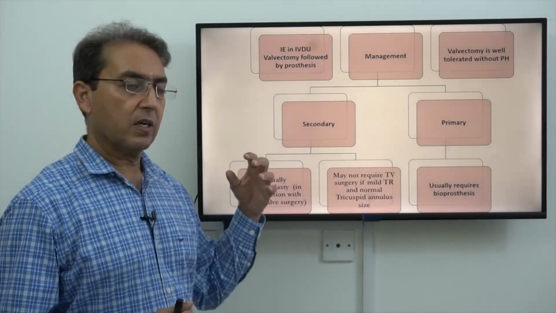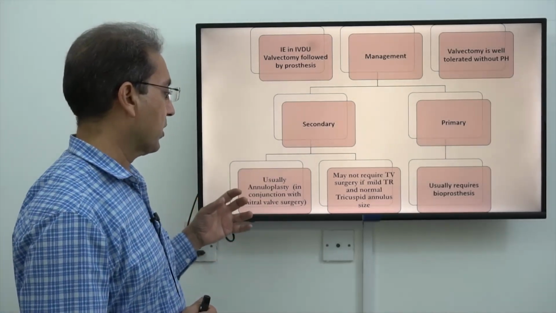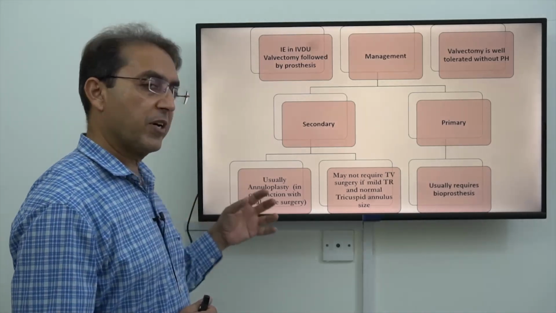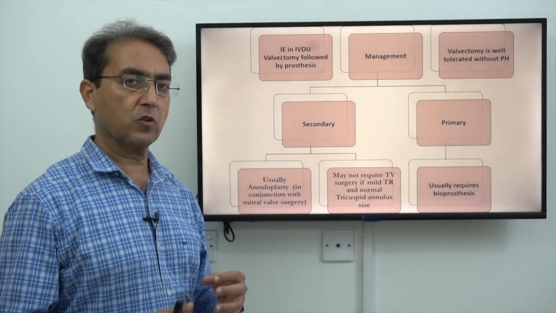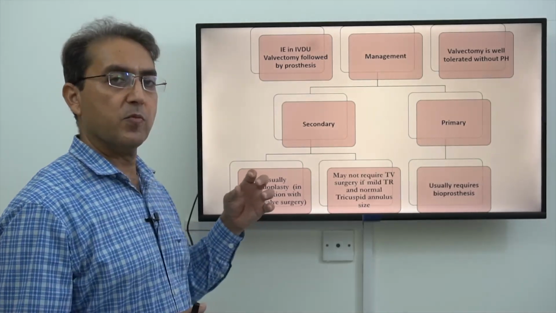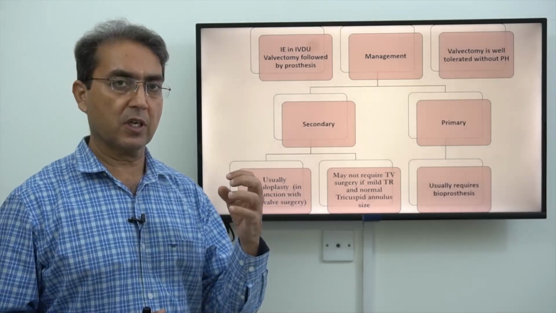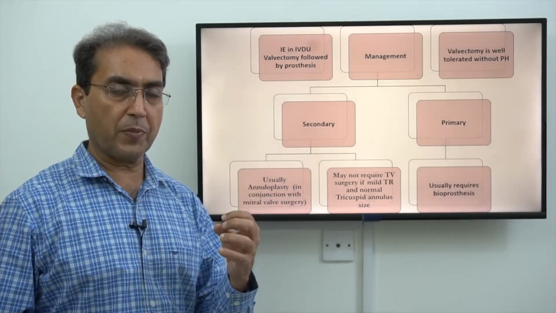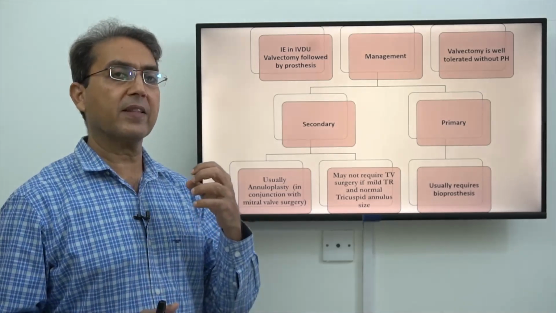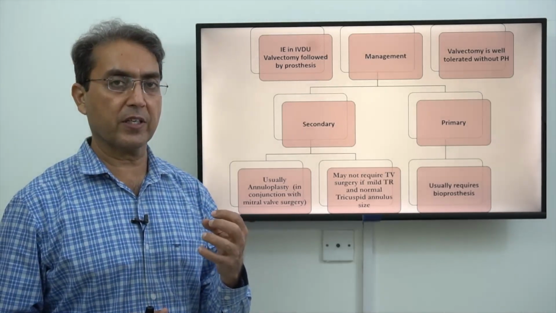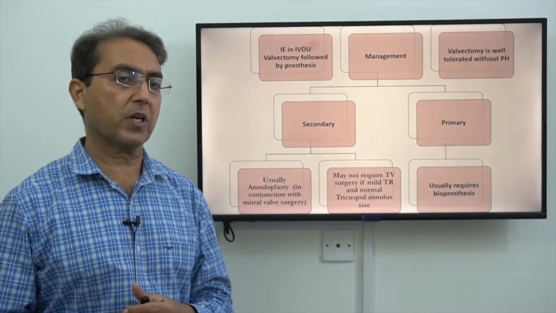For example, you can go for annuloplasty in association with mitral valve surgery if there is a mitral valve disease. So you can go for annuloplasty and mitral valve surgery. If the mitral valve surgery is done, the pulmonary artery pressures start dropping, pulmonary hypertension decreases, and that's why the tricuspid regurgitation decreases. So you can only go for annuloplasty.